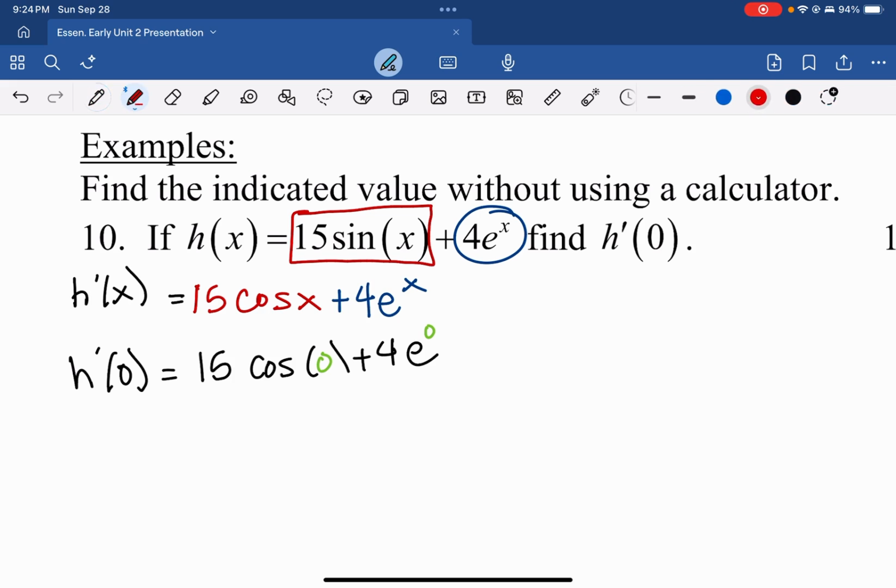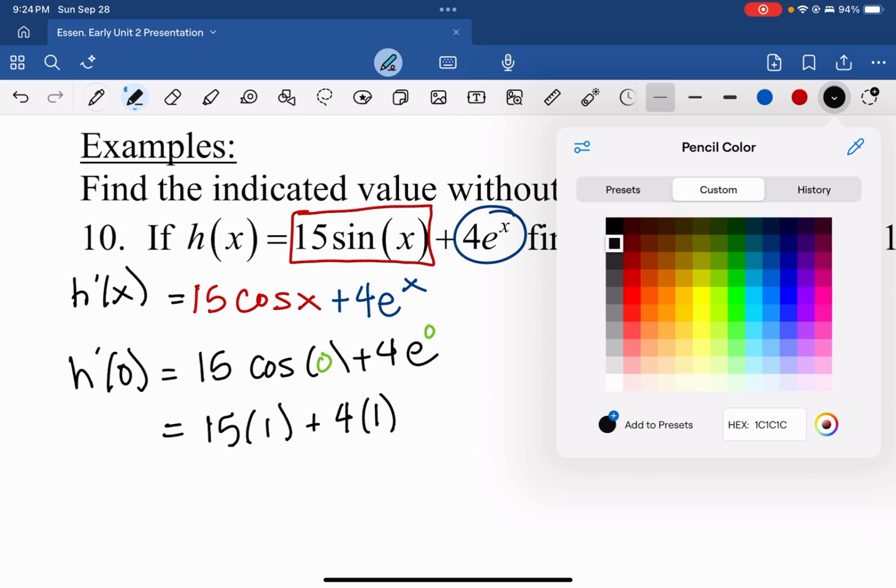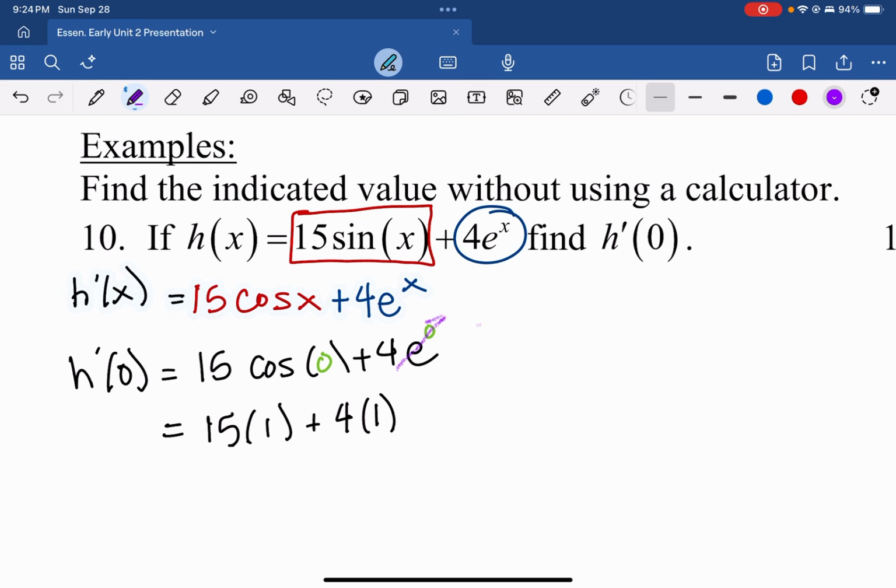Okay. And now we can simplify. Cosine of 0 is 1, so we're going to get 15 times 1 plus 4 times e to the 0 is 1, right? Anything to the 0 power is 1. Right, e to the 0 is 1, cosine of 0 is 1. Simplify this and I get 15 plus 4, so we get 19.